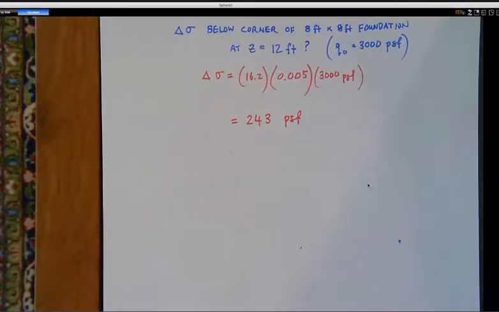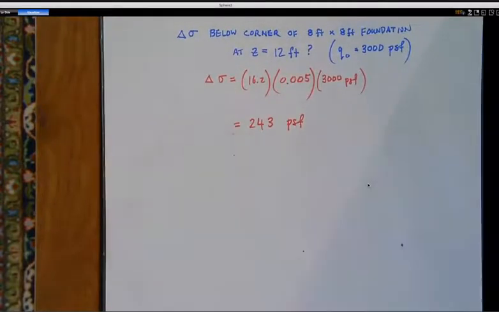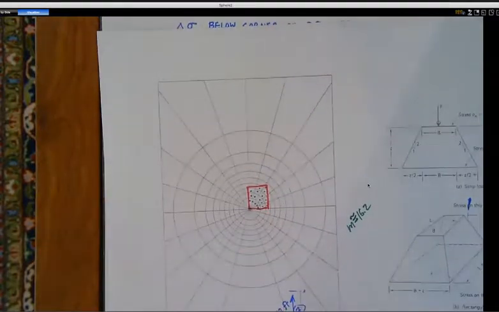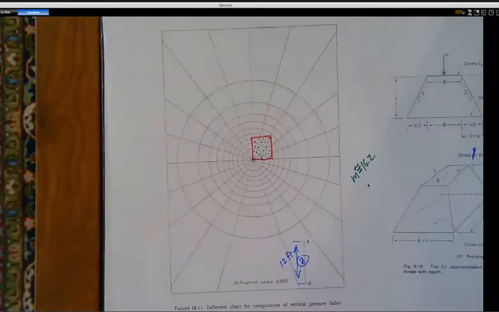So what would happen in this analysis if you were at a shallower depth? What would happen if you were looking for this same delta sigma, but at a 6-foot depth instead of a 12-foot depth? Is that going to be higher or lower? Higher. Lower. I'm hearing both. I need a justification from maybe both.